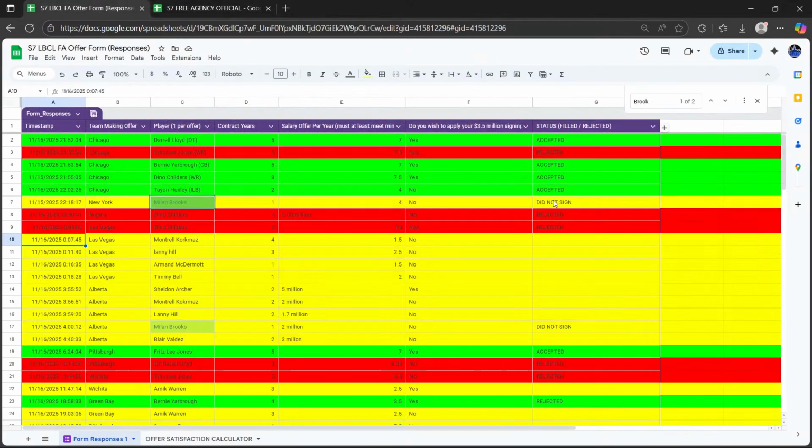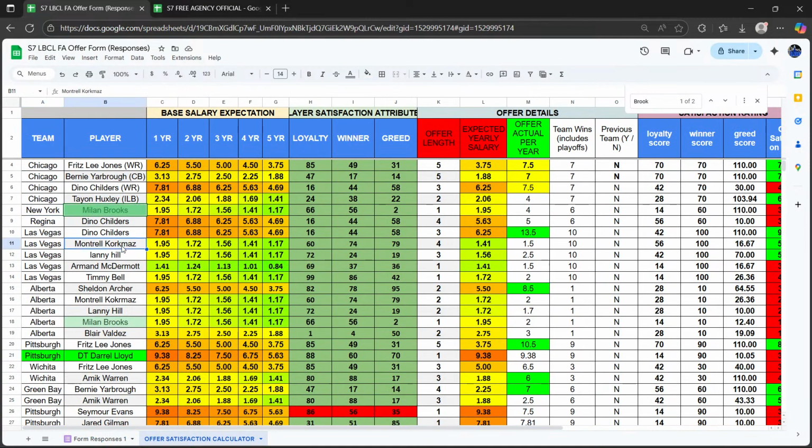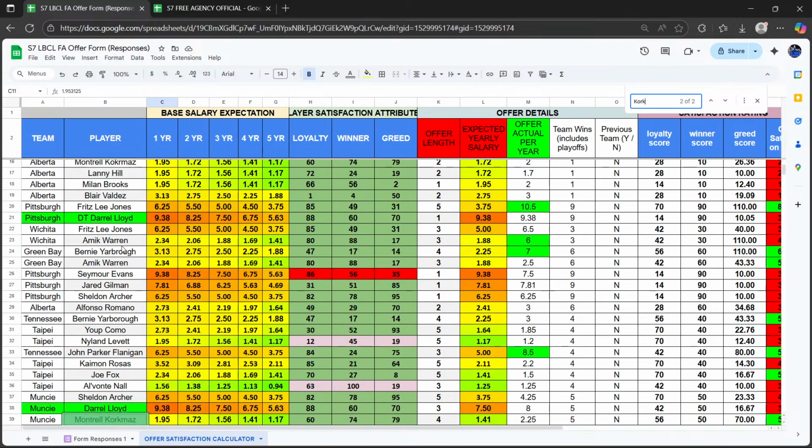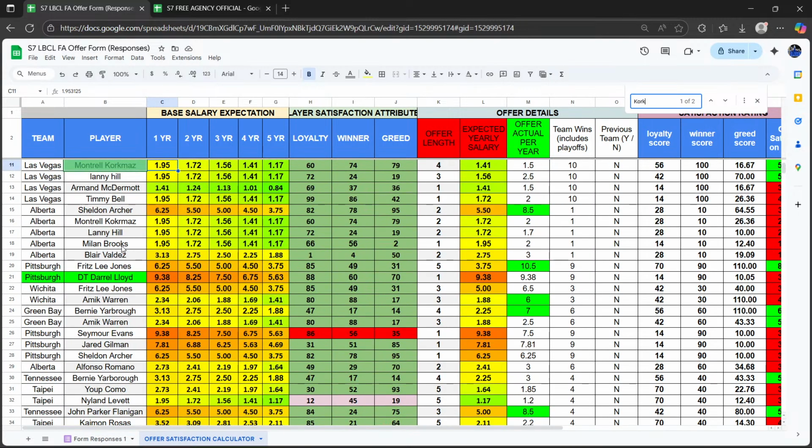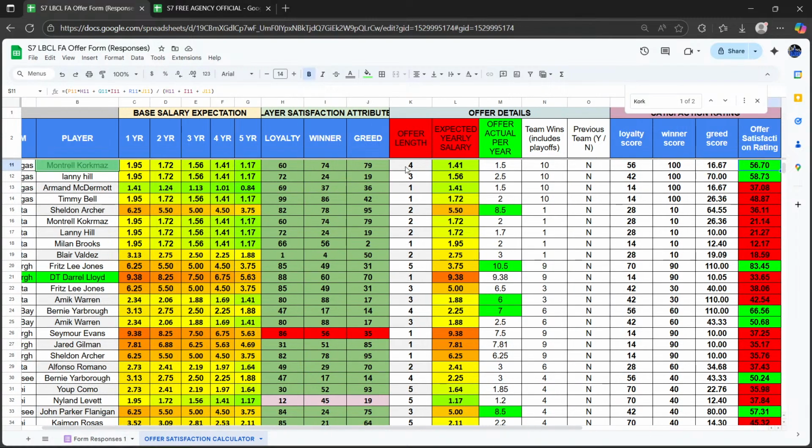And that's going to take us all the way down to Korkmaz already. Okay, Korkmaz. Let's see about this one. Montreal Korkmaz entertained 2 offers, one from Muncie and one from Vegas. Muncie offered 4. That's going to play good with 60 loyalty. By 1.5, yeah, his greed's pretty high. That's not much over. Here's the thing though: Vegas is a primo spot, 56.7. Vegas, primo spot, winner of the Legend Bowl.